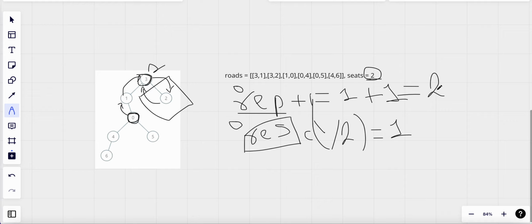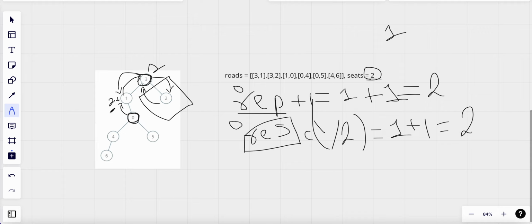by 2, that is equal to 1, because both of them can go in the same car, right? And the same car means they're only using one car, and for one car it takes 1 liter here. So now the total number of representatives is 2 plus 1, and the result is 1 plus 1 equals 2.